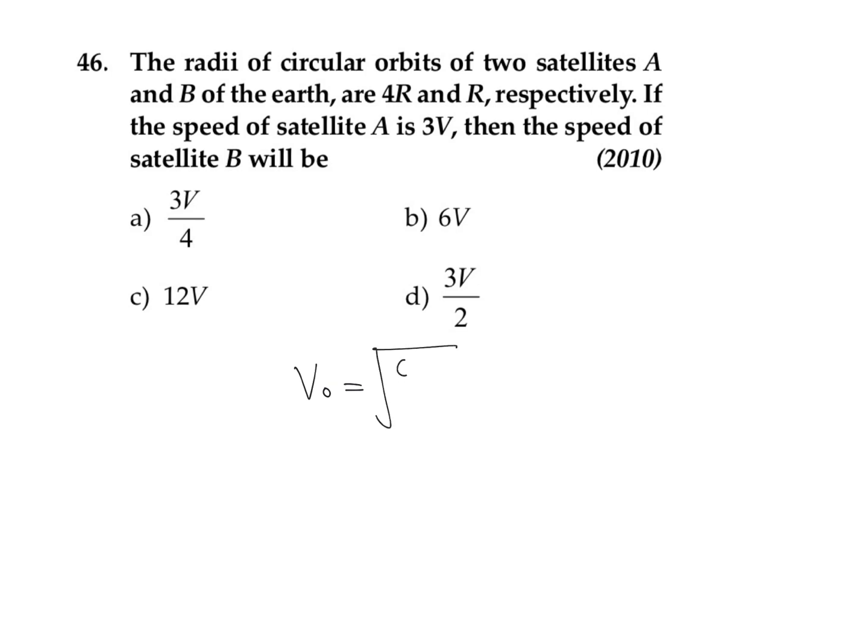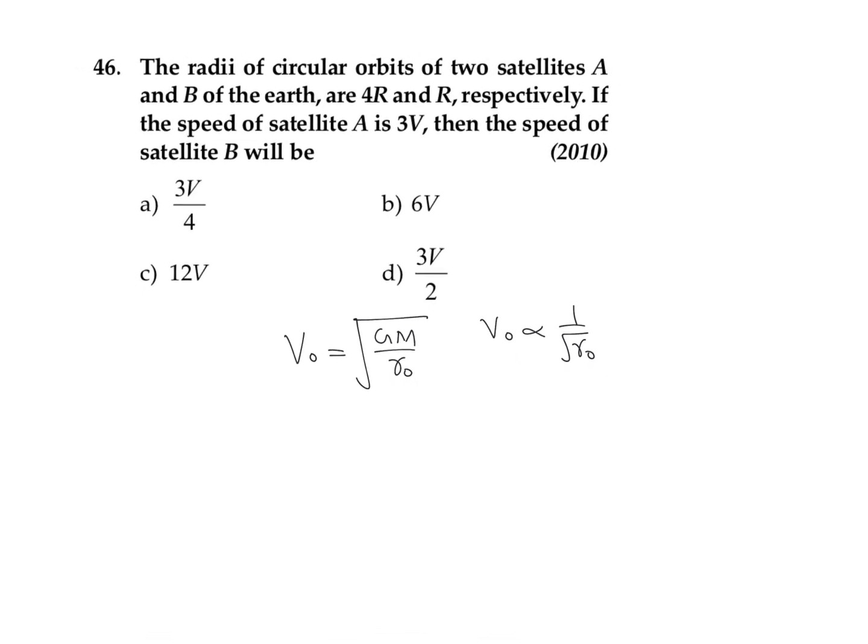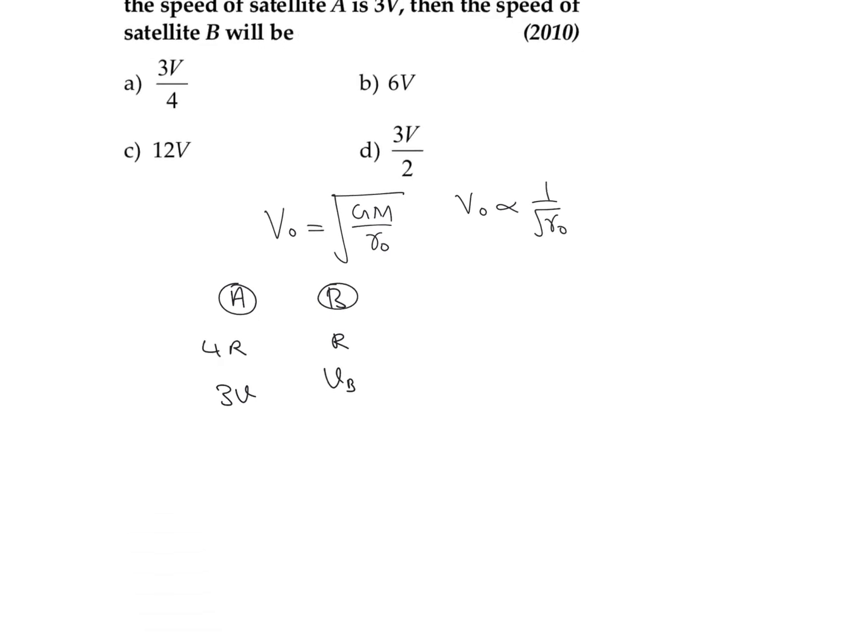Orbital velocity is the square root of GM divided by orbital radius. So we can write orbital velocity is inversely proportional to the root of orbital radius. So the radii of the circular orbits of the two satellites, A and B, are given as 4r and r. The speed of satellite A is given as 3v, and our aim is to find the speed of satellite B, let's say that is represented by VB.